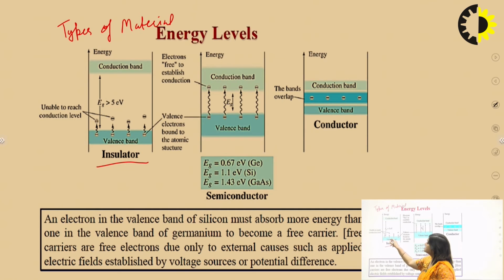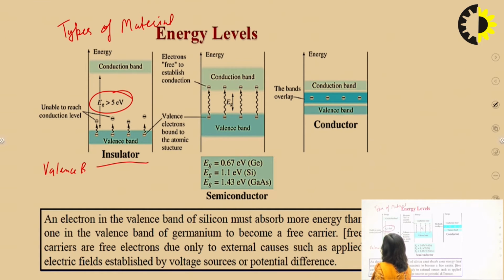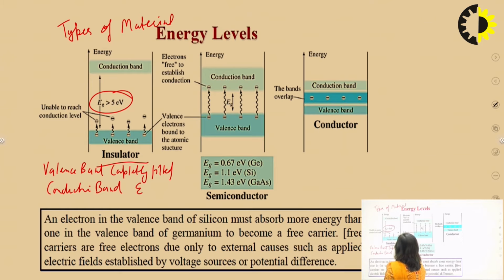Here we can see this is the valence band and this is the conduction band. The energy gap between the valence band and the conduction band in an insulator is 5 electron volt. Means the forbidden energy gap between the valence band and conduction band should be greater than 5 electron volt. And here the valence band is completely filled, and the conduction band is empty. This is the property of the insulator.